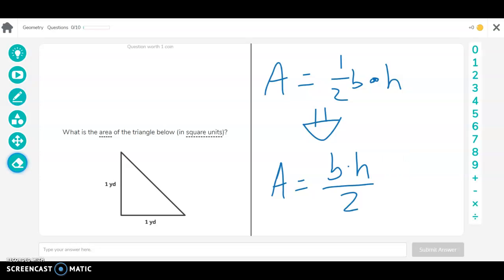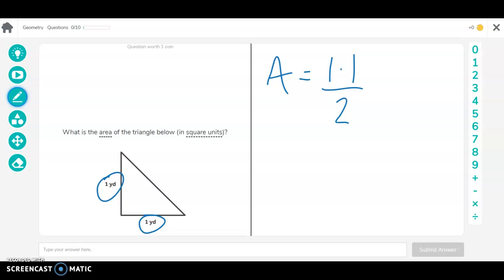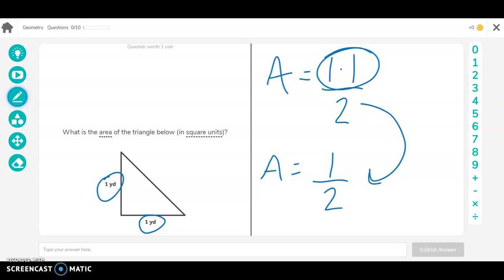So, let me erase that. Alright, so we have area. We don't know what it is. That's what we need to solve. We need to solve for A. And we know that the base is 1 and the height is 1. So 1 times 1, divided by 2. So remember PEMDAS, we have multiplication first. So we're going to do area equals 1 times 1, which is 1, and bring everything else down, divided by 2. Well, all we have is 1/2. 1 divided by 2, we're just going to leave as 1/2.